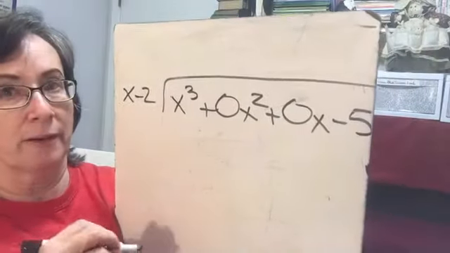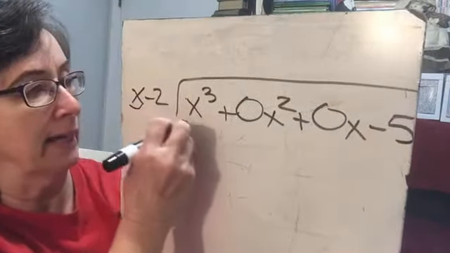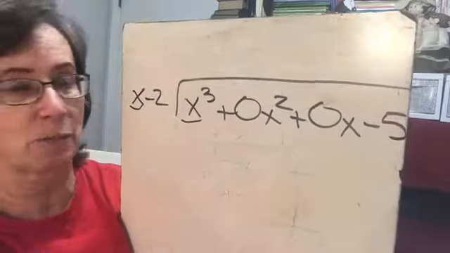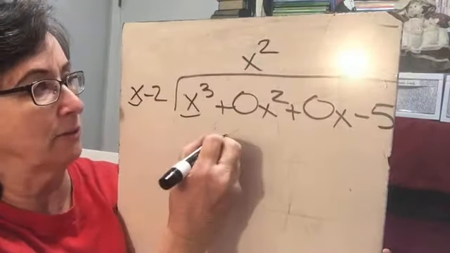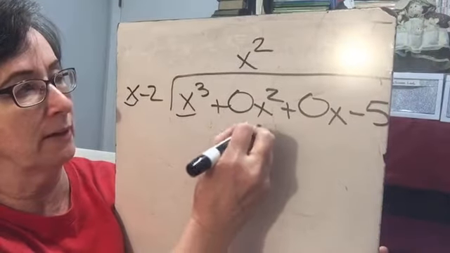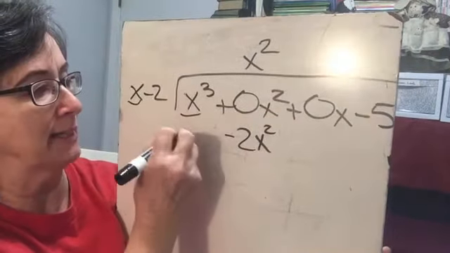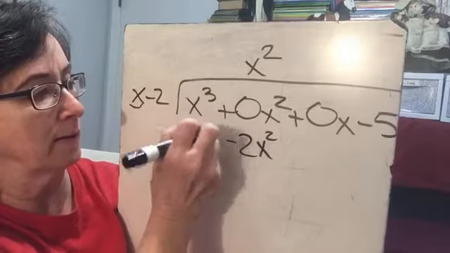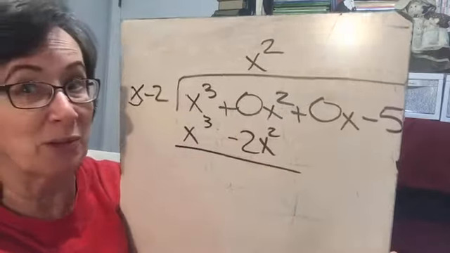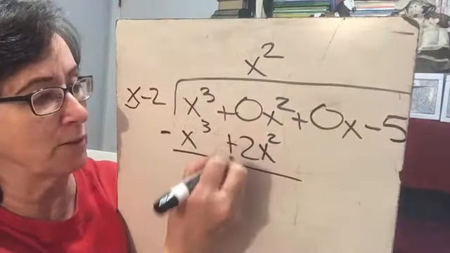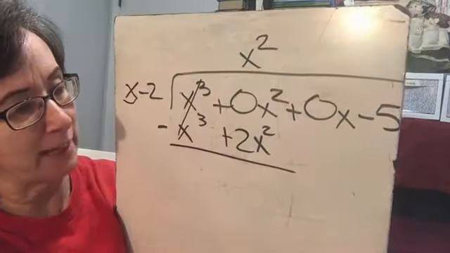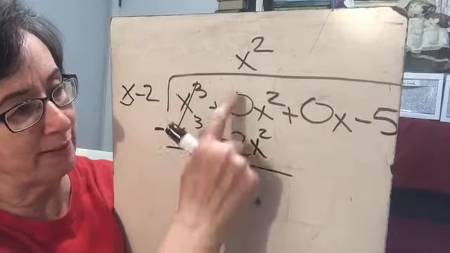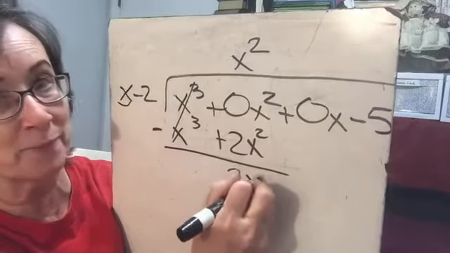And here we go. X into x cubed goes x squared times. X squared times a negative 2 is a negative 2x squared. X squared times an x is an x cubed. I'm subtracting, so I change both signs and add. This goes out. That's my check step. And then this one is a 2x squared.